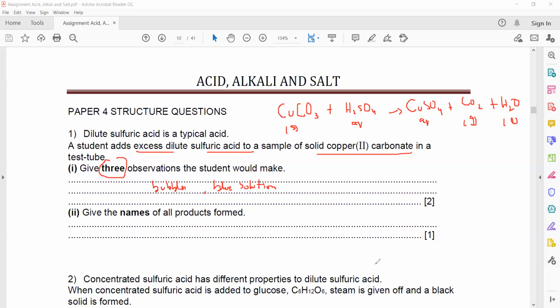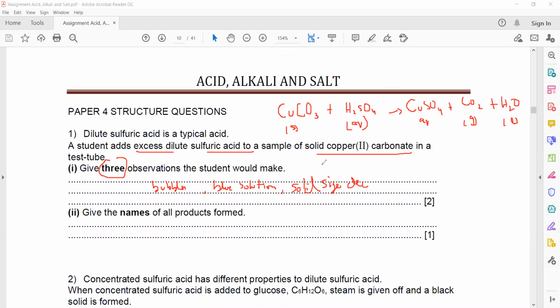Yeah, the solid. There is no precipitate. Precipitate, when you mix two solutions and a solid is formed, then we call it a precipitate. In this case, a solid is mixed with an aqueous solution. This is not called a precipitate. So what happened? The solid size will decrease. Which solid size will decrease? The solid copper carbonate. So solid size will decrease or reduce.